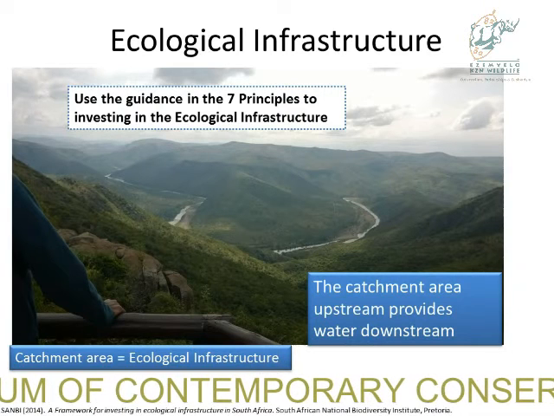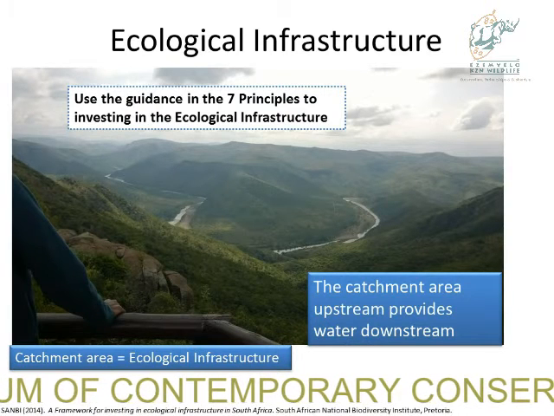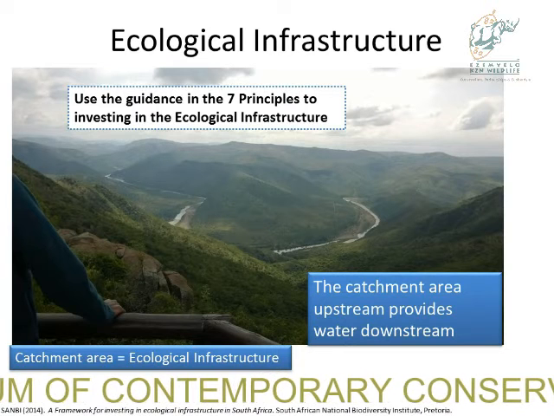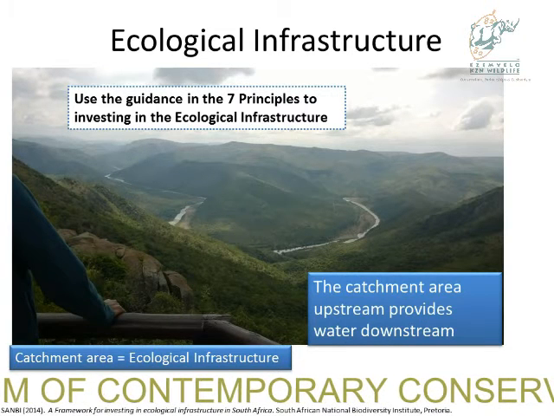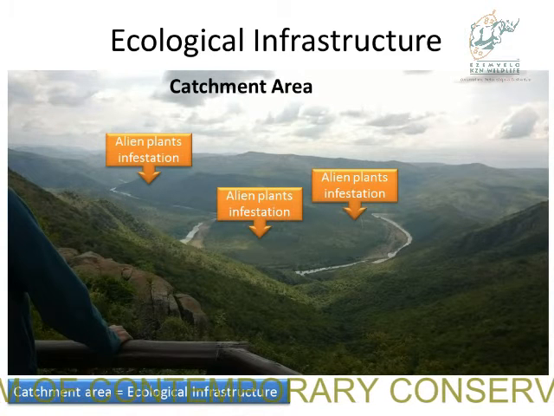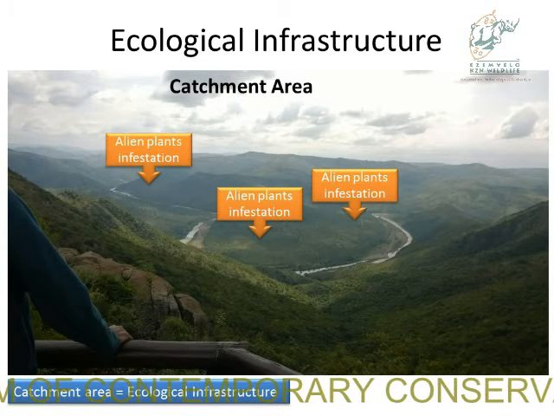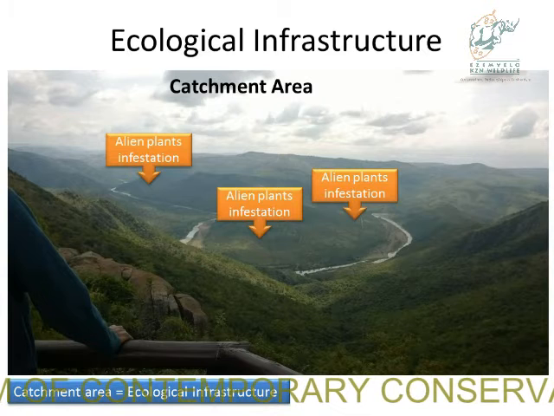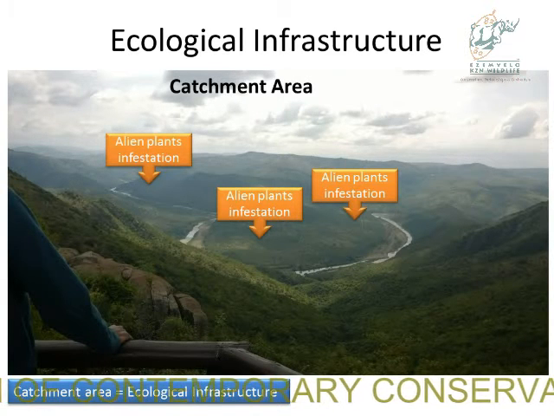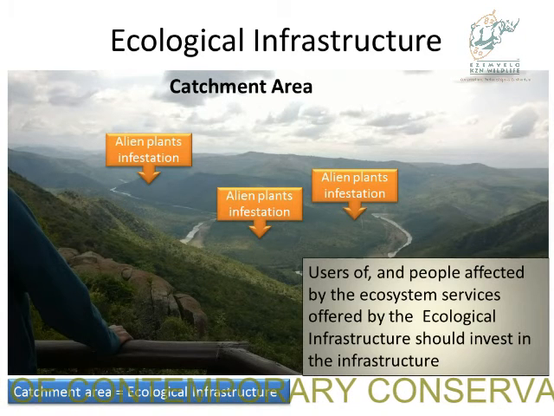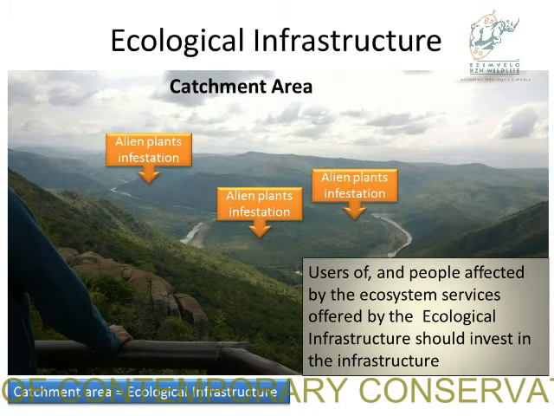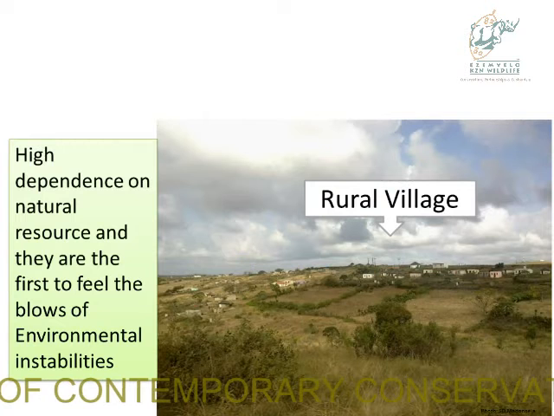For reference, there's a framework produced by SANBI for investing in ecological infrastructure, which can be consulted. So I will use the problem here. We have seen that some of the problems can come from alien infestation, which will affect the water flow. So the users need to come on board and invest in this infrastructure.